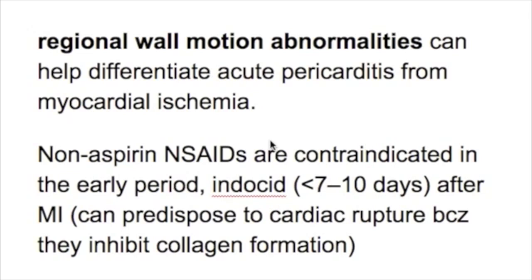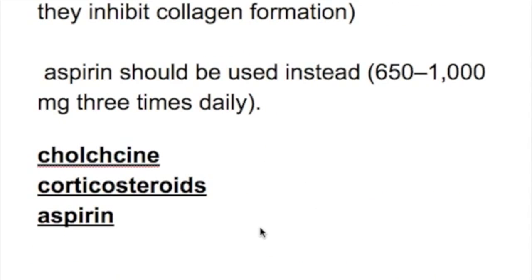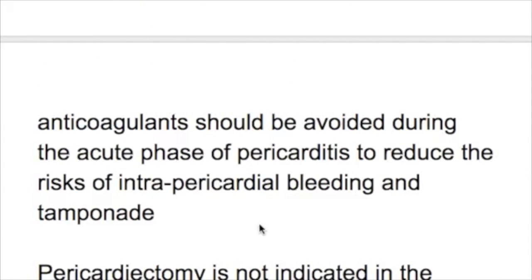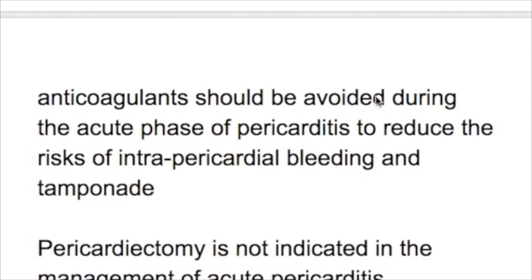What is the treatment of acute pericarditis? It is colchicine, steroids in resistant cases, and aspirin. Why are anticoagulants not used in acute pericarditis? Because they may cause intrapericardial bleeding and cardiac tamponade. Pericardiectomy is not indicated in the management of acute pericarditis.